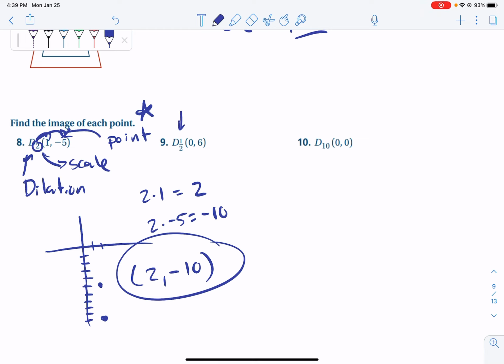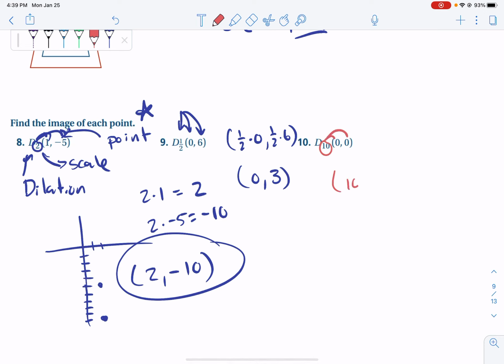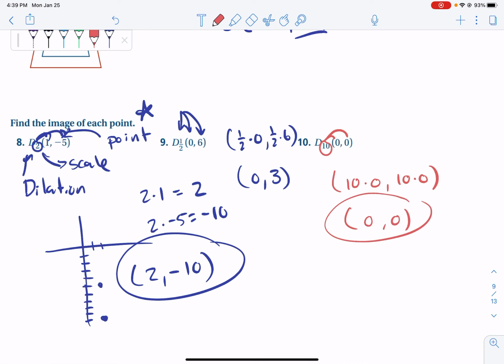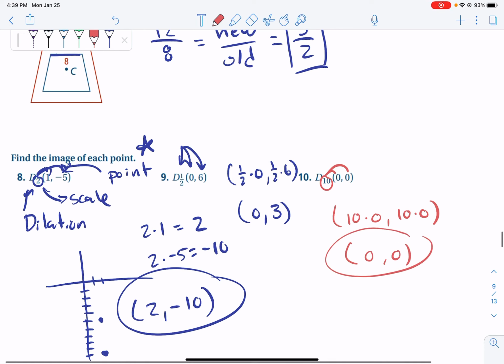Dilate with a factor of 1/2, the point 0, 6. So my new point is going to be 1/2 times 0 and 1/2 times 6, which is really easy because 1/2 times 0 is 0, and 1/2 times 6 is 3. Number 10, dilate with a factor of 0. I like this question. The point 0, 0. That just means times both of those by 0. So I end up with 0, 0. My point doesn't change at all because my point was 0, 0.